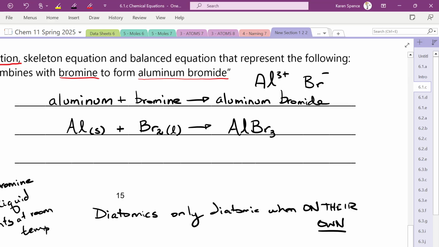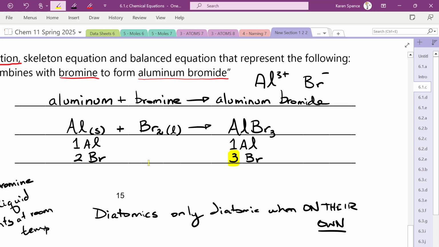I'm going to just give you a quick introduction to balancing. Probably you could do this without knowing how. This is a pretty easy one. One way of doing it that some people like to use, they like to say, I've got 1 aluminum on the left and I have 1 aluminum on the right. I have 2 bromine on the left and I have, no, I don't have 1 bromine, I have 3 bromines on the right. This helps people keep track.